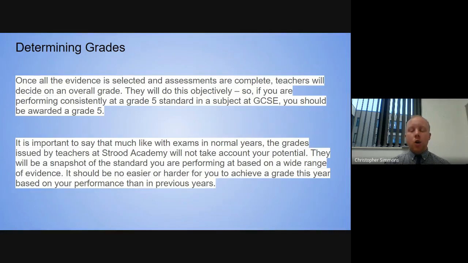It should be no easier or harder for you to achieve a grade this year based on your performance than in previous years. And what I mean by that is that grades will be accurate and they will be a fair reflection of what you are achieving, not what you should achieve. So they won't be overinflated and they won't be underinflated. They will be accurate.